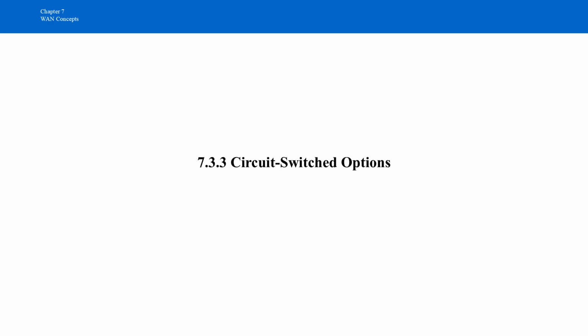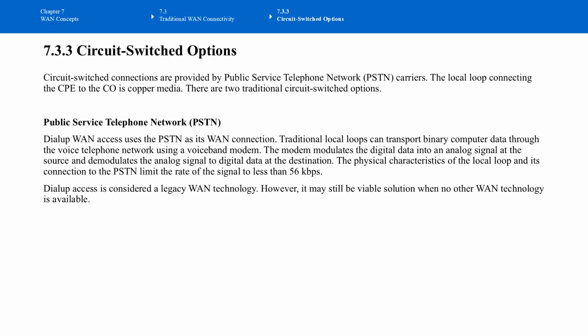7.3.3 Circuit Switch Options. Circuit switched connections are provided by public switched telephone networks, that's the PSTN carriers. The local loop connecting the CPE to the CO is copper media. There are 2 traditional circuit switch options. The PSTN is the traditional telephone network. It can also be used to provide dial-up internet WAN access.